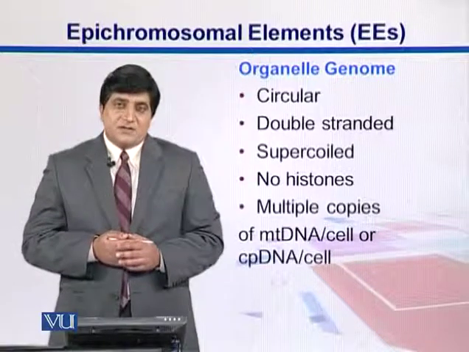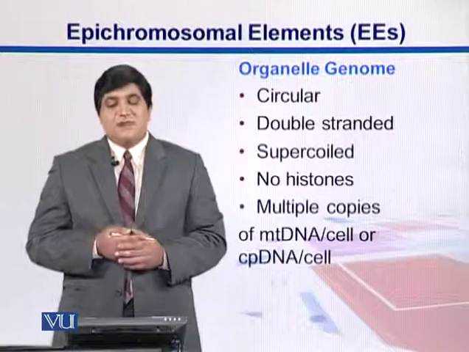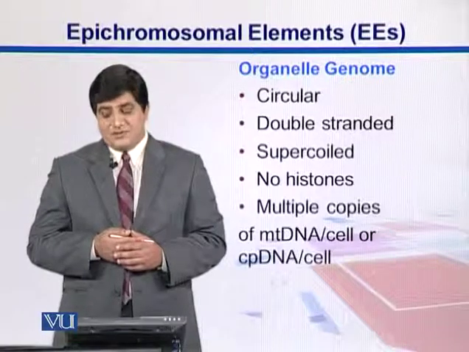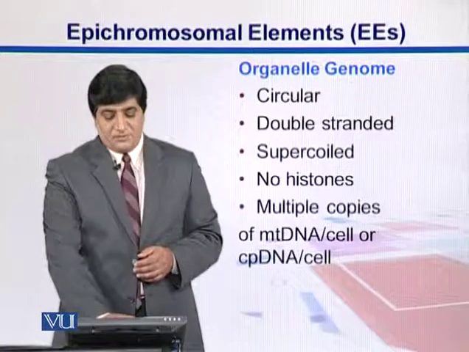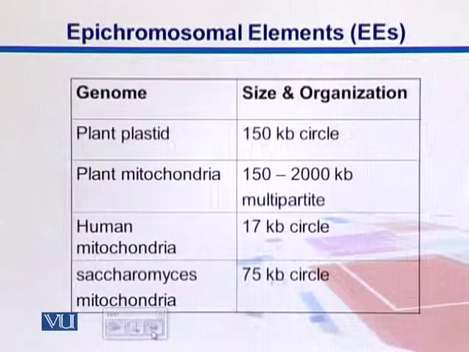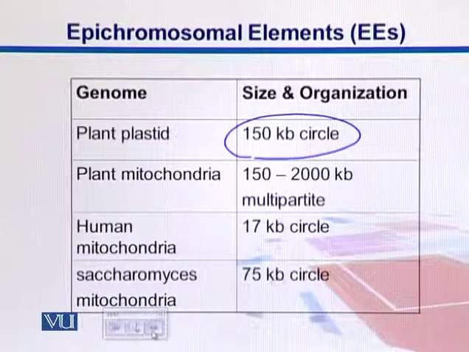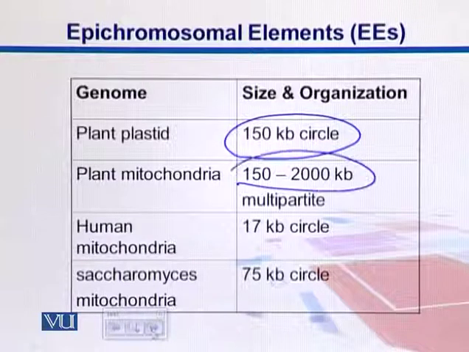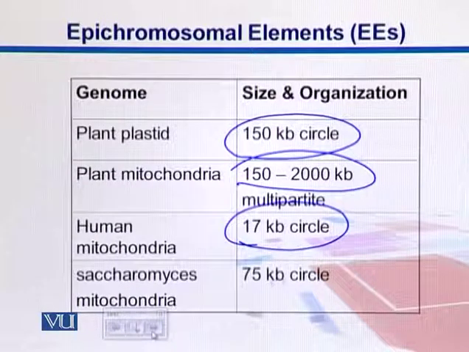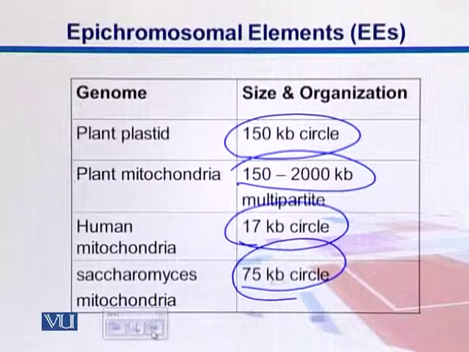Organellar genomes are circular, double-stranded, supercoiled, have no histones, and are present in multiple copy number. Here in this diagram we see the size of these genomes. For example, the plant chloroplast genome is 150 kb circular, plant mitochondria is bigger than that, 150 to 2000 kb. Human mitochondria is relatively simple, at 17 kb circular, and then Saccharomyces mitochondria. So mostly those genomes are circular ones.